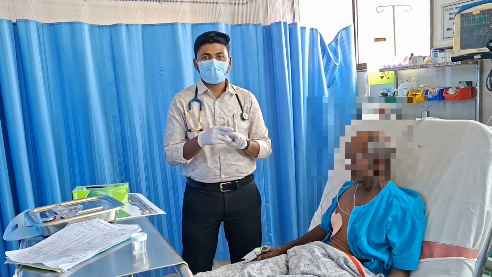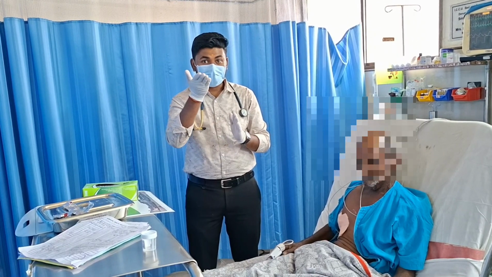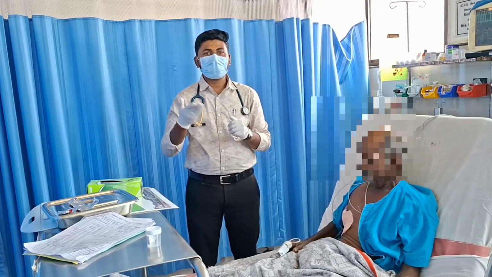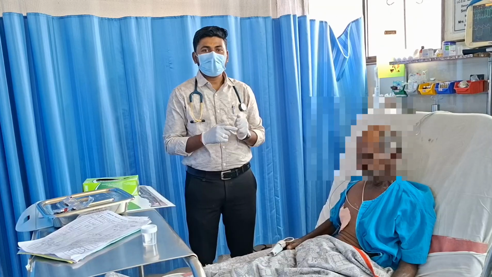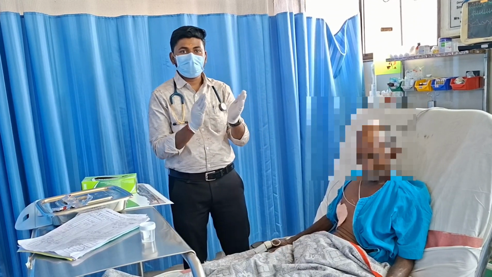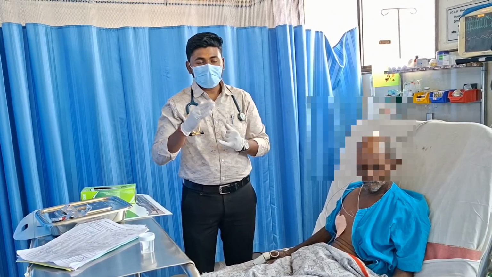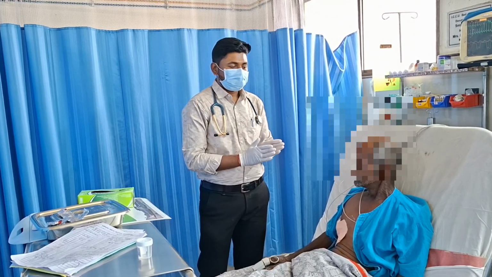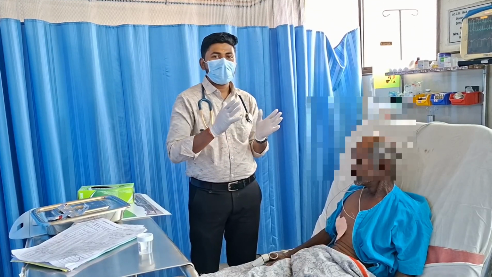There are two pleural layers: one is the visceral pleura, and the other is the parietal pleura. The visceral pleura covers the viscera, the organs that may include the lungs, heart, and so on. The parietal pleura is the outer covering. These are called the parietal and visceral pleura. So pneumothorax means a collection of air between the parietal and the visceral pleura.